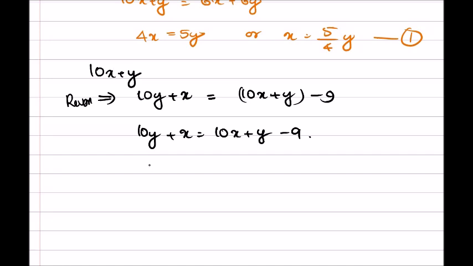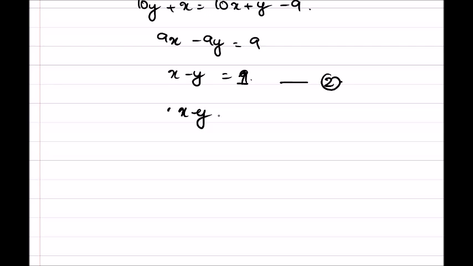So that means 9x minus 9y is equal to 9. Dividing the entire equation by 9, we will get x minus y is equal to 1. So here we have the value of x as 5 by 4 y, and x minus y is equal to 1. This is equation 2.